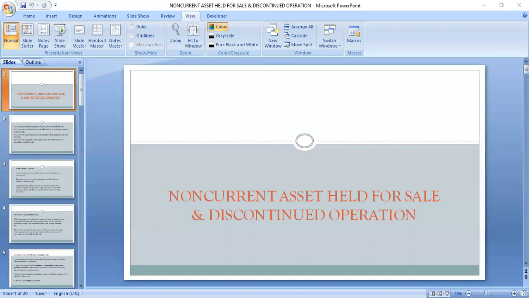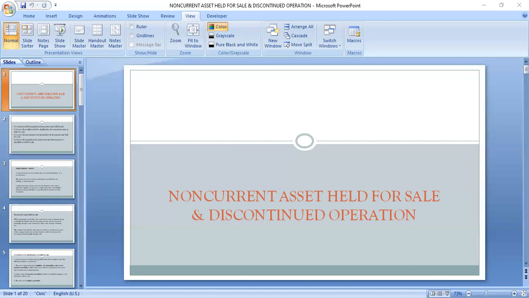Non-current asset held for sale, according to PFRS 5, paragraph 6, provides that the non-current asset or disposal group is classified as held for sale if the carrying amount will be recovered principally through a sale transaction rather than through continuing use. It means that the entity does not intend to use the asset as part of the ongoing business, but instead intends to sell it and recover the carrying amount principally through sale.